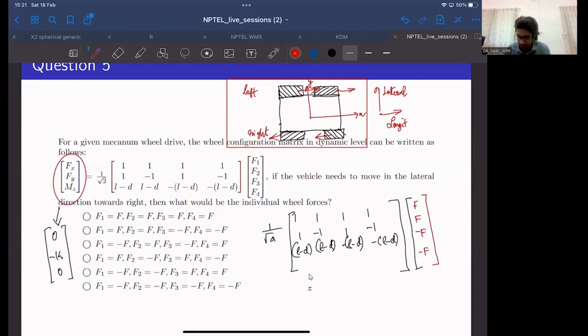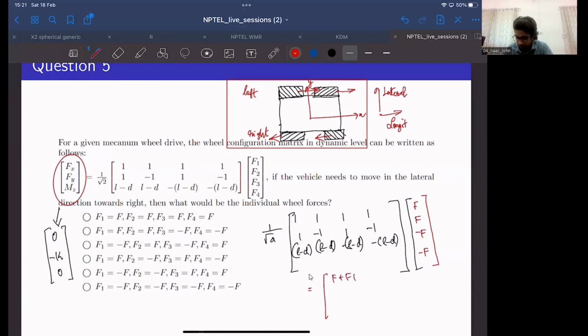So what happens if we simply multiply this matrix throughout? The first row would be F plus F plus F plus F. It would be 4F. The second row would be F minus F plus F minus F. And the third row would be F times (L minus D) plus F times (L minus D) plus F times (L minus D) plus F times (L minus D). So this in turn would look like 4F, 0, 4F times (L minus D).